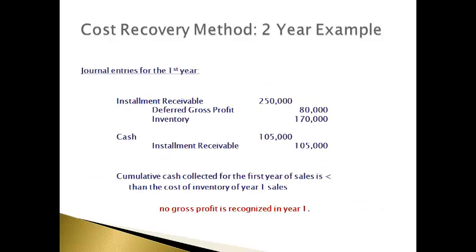The debits and credits for the journal entries are the same as the entries made for the installment method. The inventory is provided to customers in exchange for the installment receivable, and the difference is reported as deferred gross profit. No revenue or gross profit can be reported until the cash collected exceeds the cost of goods sold. Cash collected reduces the installment receivable. However, since the cash is less than the cost of goods, no gross profit is reported.